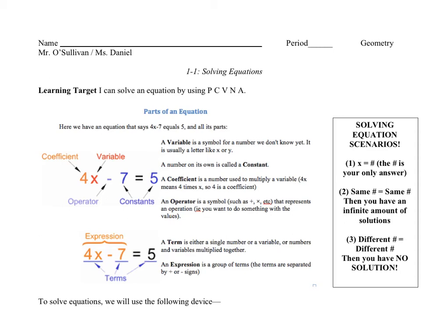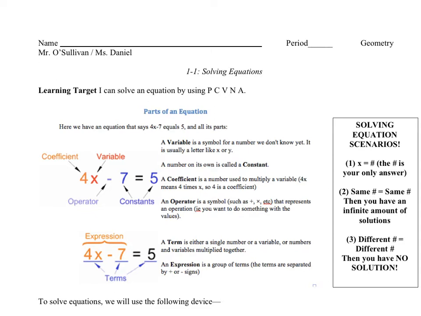Today we're going to be learning about solving equations. And this is geometry, so this is all review. So, again, your first unit of geometry is the algebra review unit, because guess what? In geometry, we do a lot of the stuff we did in algebra, mainly solving equations, some factoring. So this whole unit, we're just going to be looking at how to solve equations, how to factor.